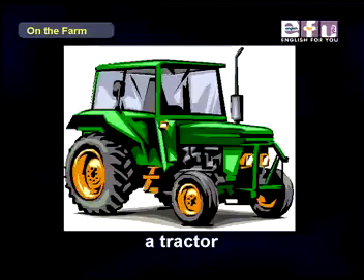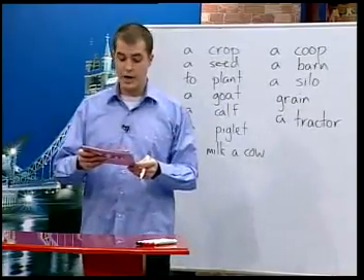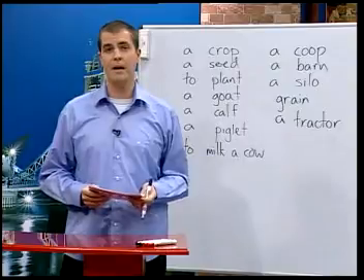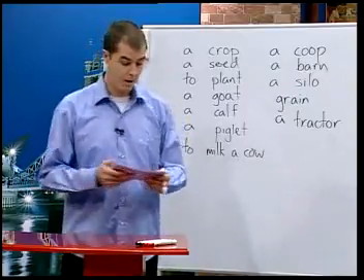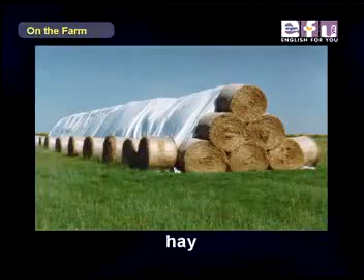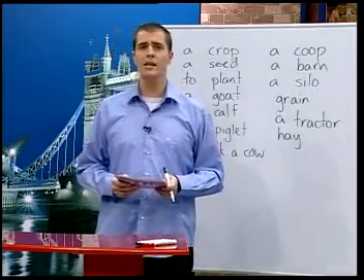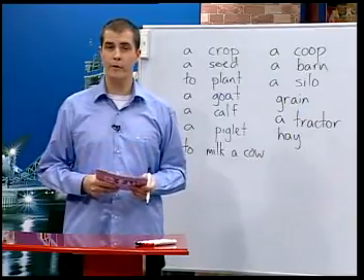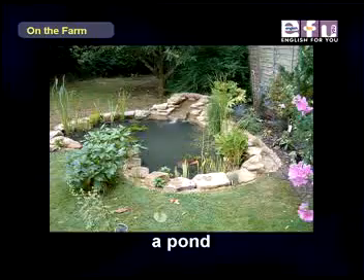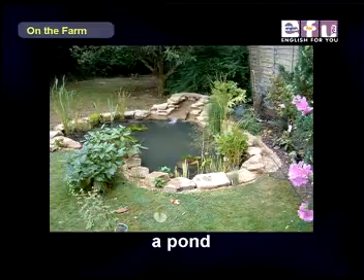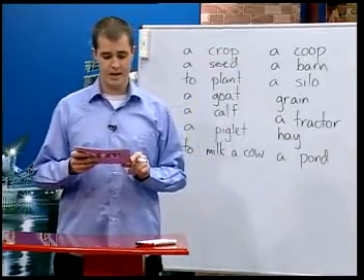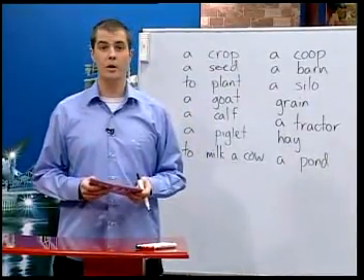We have a tractor. A tractor is a strong vehicle with large wheels used for pulling farm machinery. Two more. We have hay. Hay is long grass that has been cut and dried, and it is often used as food for farm animals. And finally, we have a pond. A pond is a small area of still water. There is usually a pond on a farm.